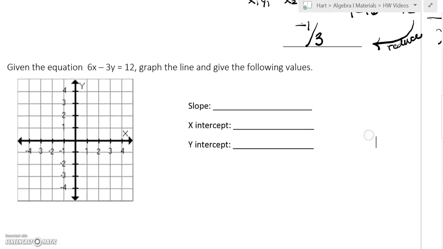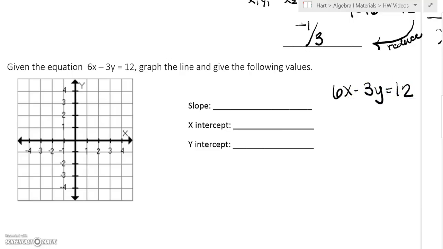Okay, given the equation 6x minus 3y equals 12, graph the line and give the following values. So before you can graph anything, you always have to solve for y. So that's when you use MDR. So we have to move the unwanted variable. We don't want x, so we're going to move it.